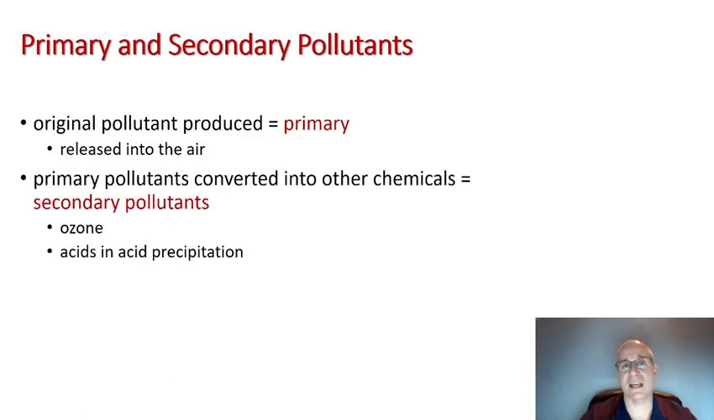Now in some cases, those gases go up into the atmosphere, and as a result of sunlight providing some energy or interacting maybe with some of the water in our atmosphere, it's going to cause those primary pollutants to be converted into something else. And that's what we mean by a secondary pollutant. So secondary pollutants are made by changing primary pollutants into something else. Some good examples of this would be ozone and the acids that are responsible for acid precipitation, which is the big fancy term for acid rain, which includes acid snow, acid hail, acid fog, etc.